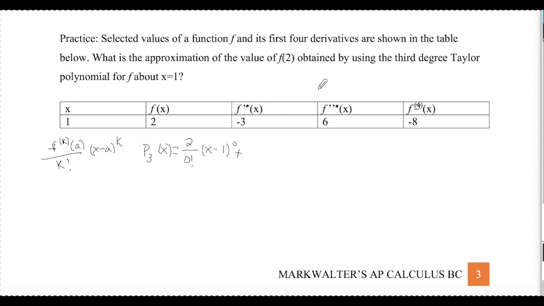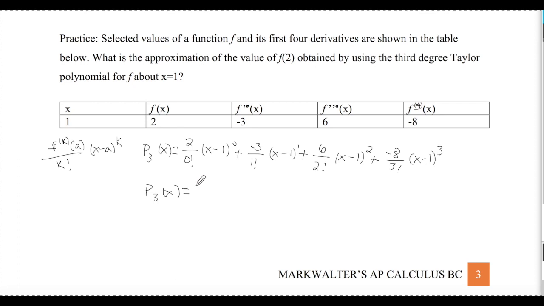But imagine this is first, second, third derivative now. Okay, so I did my 0th derivative plus my first derivative here is negative 3 over 1 factorial times x minus 1 to the first power, plus my second derivative at 1 is 6 over 2 factorial times x minus 1 squared, plus my third derivative is negative 8 over 3 factorial times x minus 1 cubed. There we go. We got to clean that up.